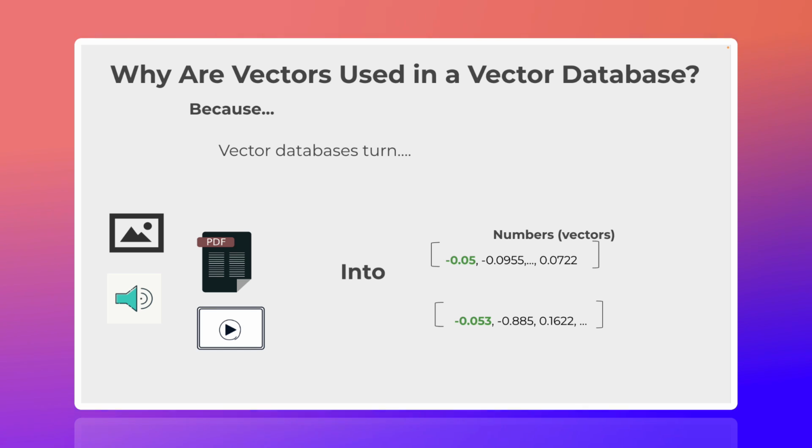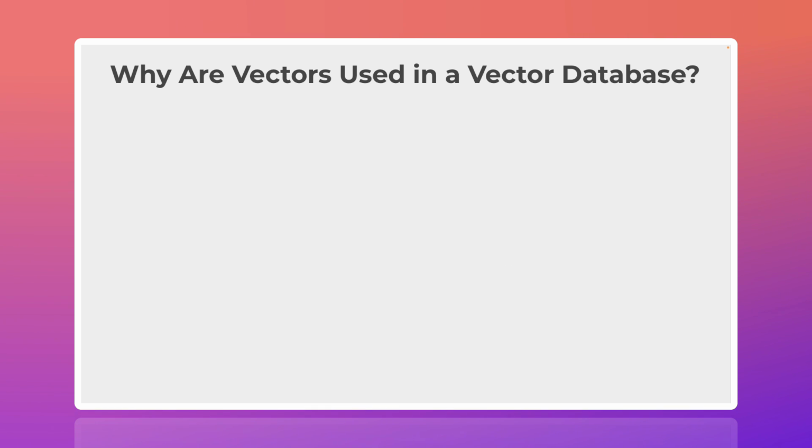And on top of that, we have what we call meaning attached to those vectors, and we're going to get into that. So there are a lot of things that happen in the back end to make this whole transformation worthwhile. So we still have this question of why are vectors used in a vector database?